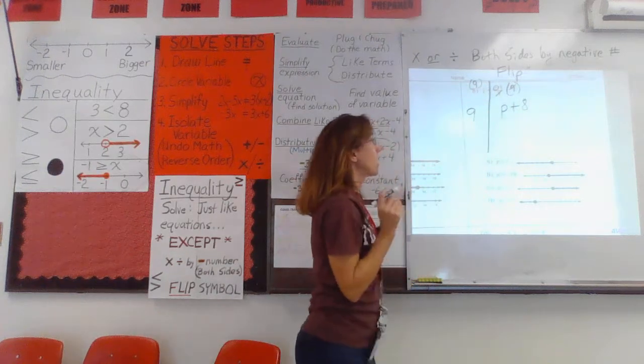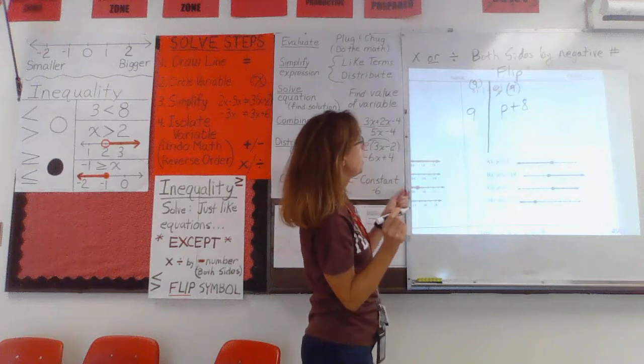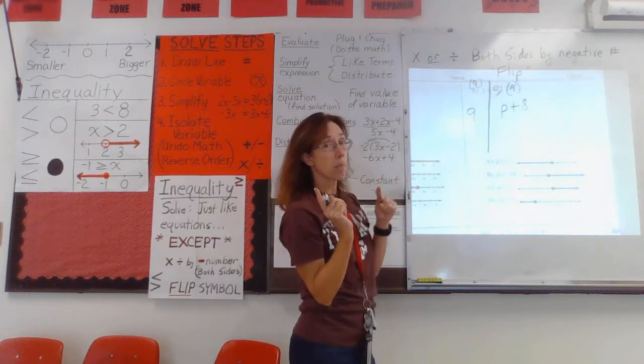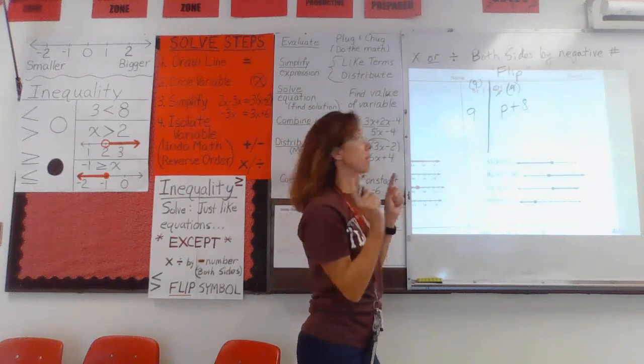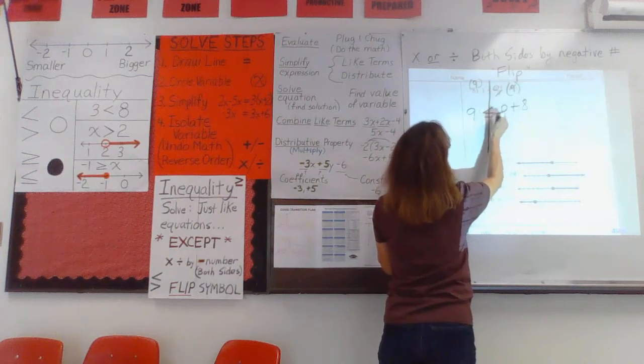Now, when I get ready to rewrite this, do I need to flip it? I multiplied by 9 on both sides, but it was a positive 9, so you're right, I do not need to flip it. It's going to stay the exact same direction.